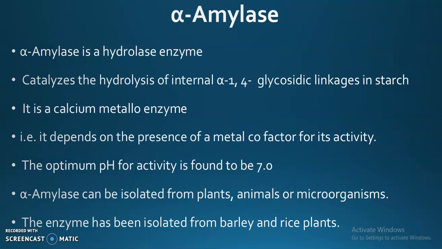Alpha amylase is a hydrolase enzyme. It catalyzes the hydrolysis of internal alpha 1,4 glycosidic linkages in starch. It is a calcium metalloenzyme, that is, it depends on the presence of a metal cofactor for its activity. Optimum pH is 7. Alpha amylase can be isolated from plants, animals, or microorganisms, and the enzyme is also present in barley and rice plants.